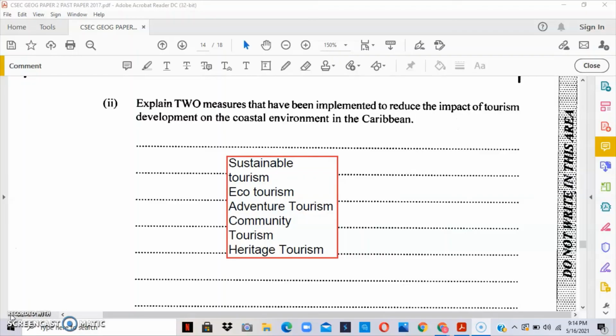So these are just a few types of tourists that have been introduced to pull the focus away from the coastal environment in an effort to ensure that the coastal environment remains sustainable.